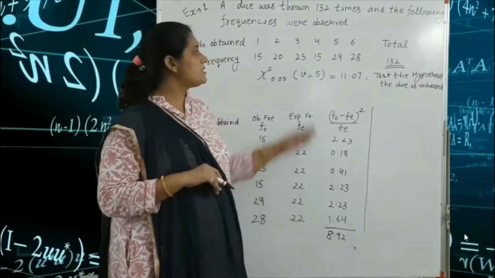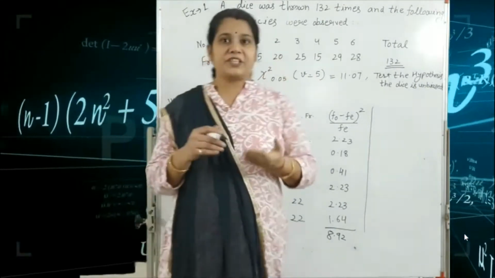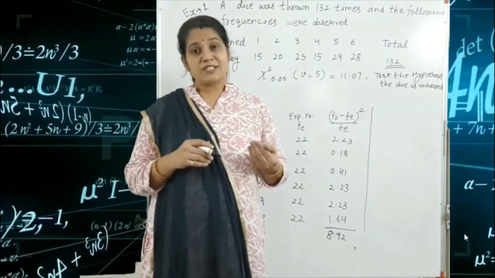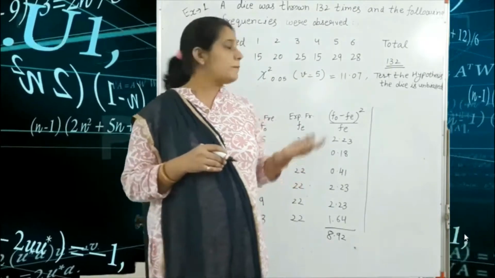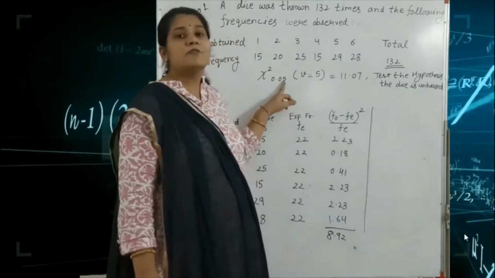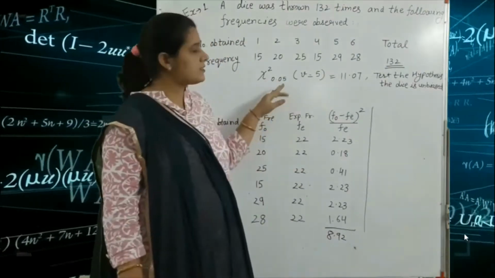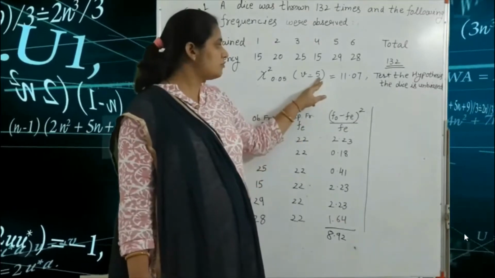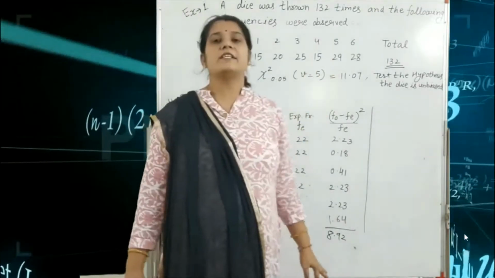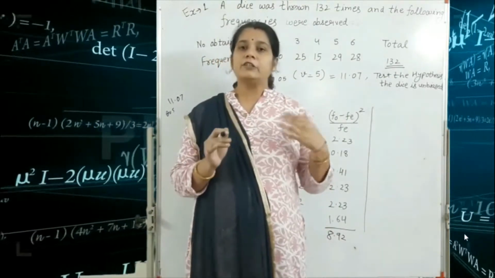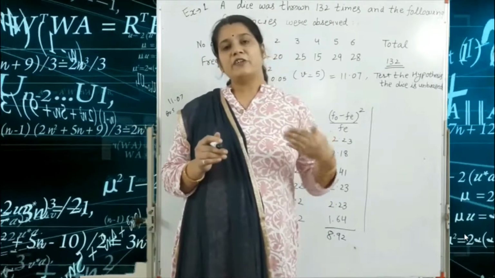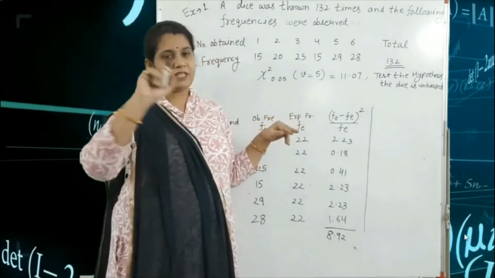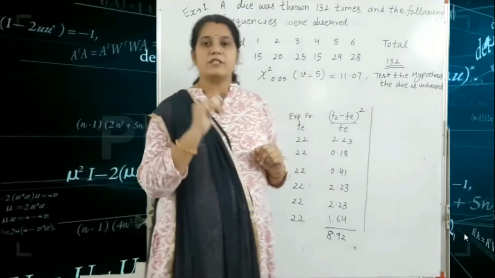This frequency is the observed frequency. With the help of the chi-square test, first we find the expected frequency. Here the chi-square at the 5% level of significance, or we write 0.05, with V equal to 5, is 11.07. This value is already given in your question. Otherwise, you are provided a chi-square table, and in the chi-square table you check V equal to 5, which is 11.07 according to the table.